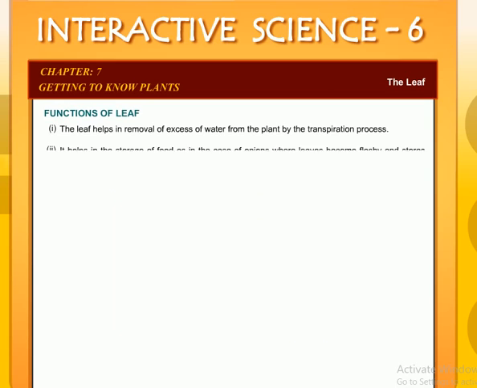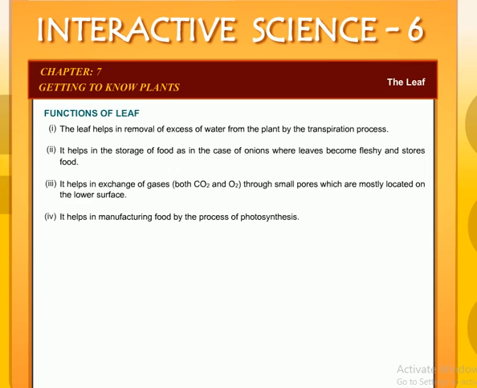Functions of leaf. 1. The leaf helps in removal of excess water from the plant by the transpiration process. 2. It helps in the storage of food, as in the case of onions, where leaves become fleshy and store food. 3. It helps in exchange of gases, both CO2 and O2, through small pores which are mostly located on the lower surface. 4. It helps in manufacturing food by the process of photosynthesis.